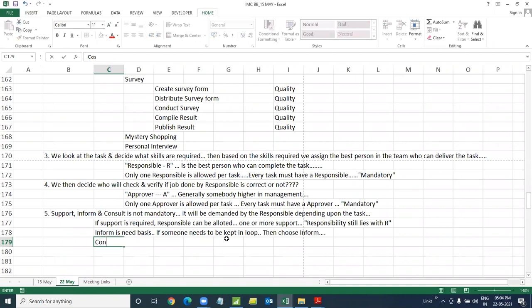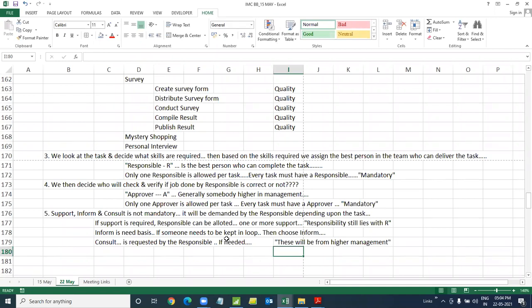Consult is requested by the responsible if needed. Now, I would say if I know I'm the best guy who can complete this task, what if I get stuck? If I get stuck, I would need help, somebody guiding. So consult will be higher. These will be from higher management or probably the black belt himself. These people will be acting as a mentor, guide. If somebody gets stuck, we can reach out to this person.